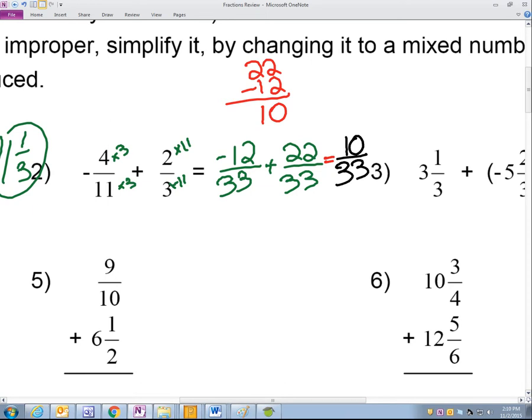22 has a higher absolute value than 12. So I know that my numerator is going to be positive. And I'll just now be thinking, okay, I'm done with that one. Can I reduce? No, I cannot, because the only factors of 10 are 2 and 5 and 1 and 10, and none of those go into 33. So I'm done.